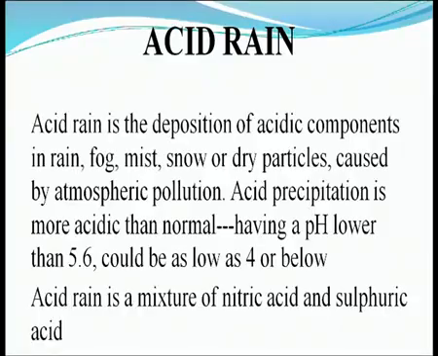Friends, our next topic is acid rain. Acid rain is the deposition of acidic components in rain, fog, mist, snow or dry particles caused by atmospheric pollution. Acid precipitation is more acidic than normal. That is, normal pH is around 7, while these have a pH around 5.6 or could be lower, as low as 4. Acid rain is a mixture of nitric acid and sulfuric acid.